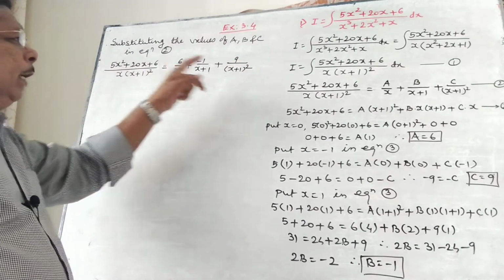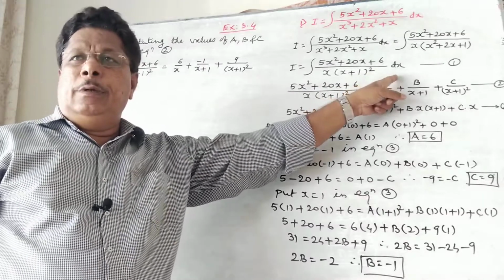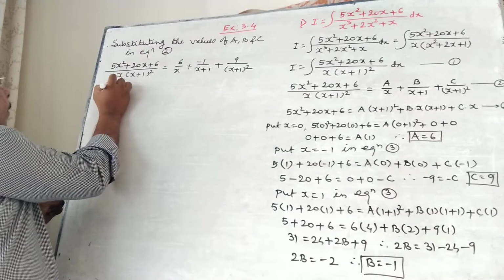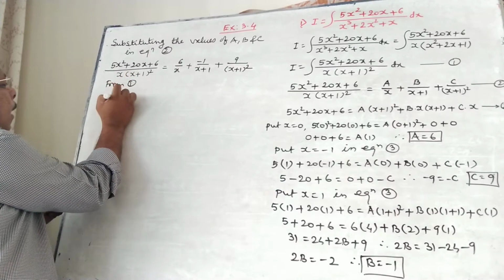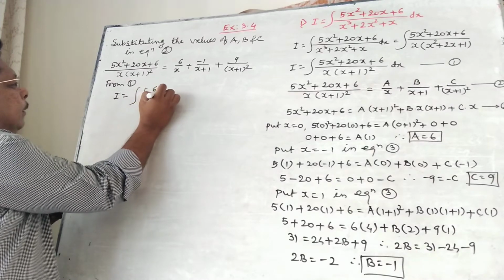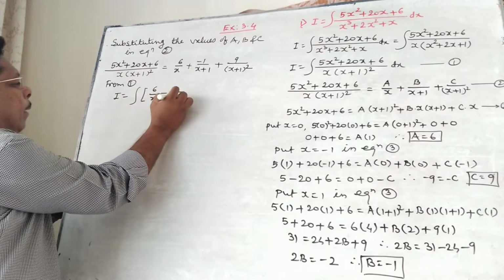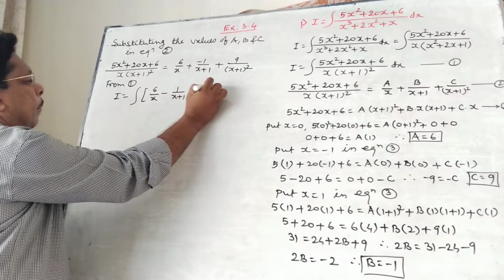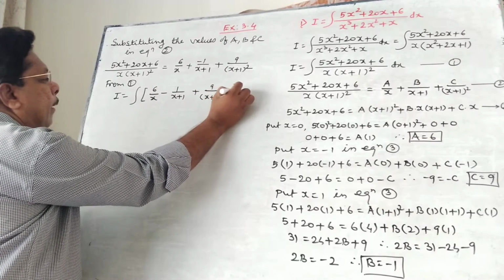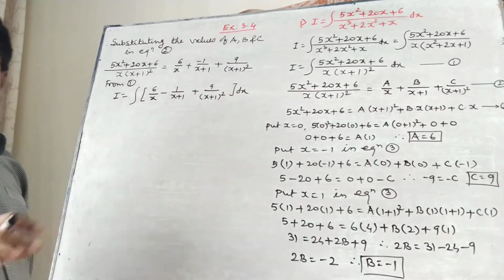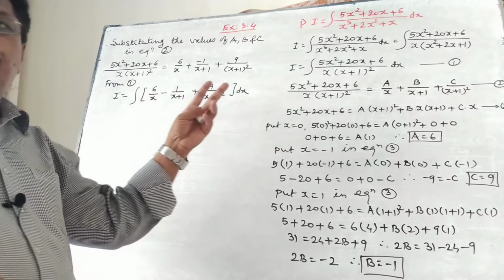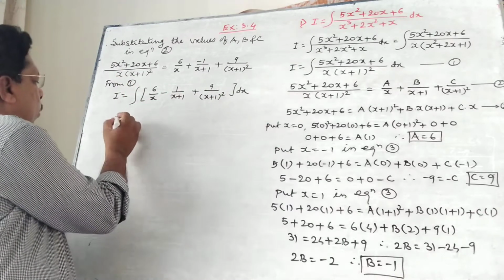Okay, LHS is our given integration, equation 1. From 1, I is equal to integration of 6 upon x minus 1 upon x plus 1 plus 9 upon (x plus 1) whole square dx. Okay, next step we will take the separate integration. Separate the three terms. Take constant outside the integral.